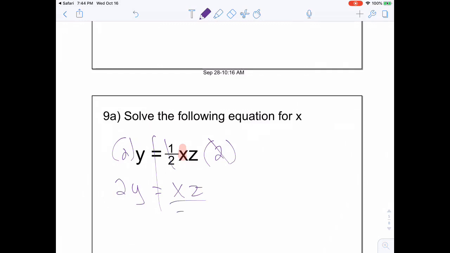To get x by itself, I have to divide by z, so it should give me x equals 2y divided by z. X is by itself. I have solved that equation.